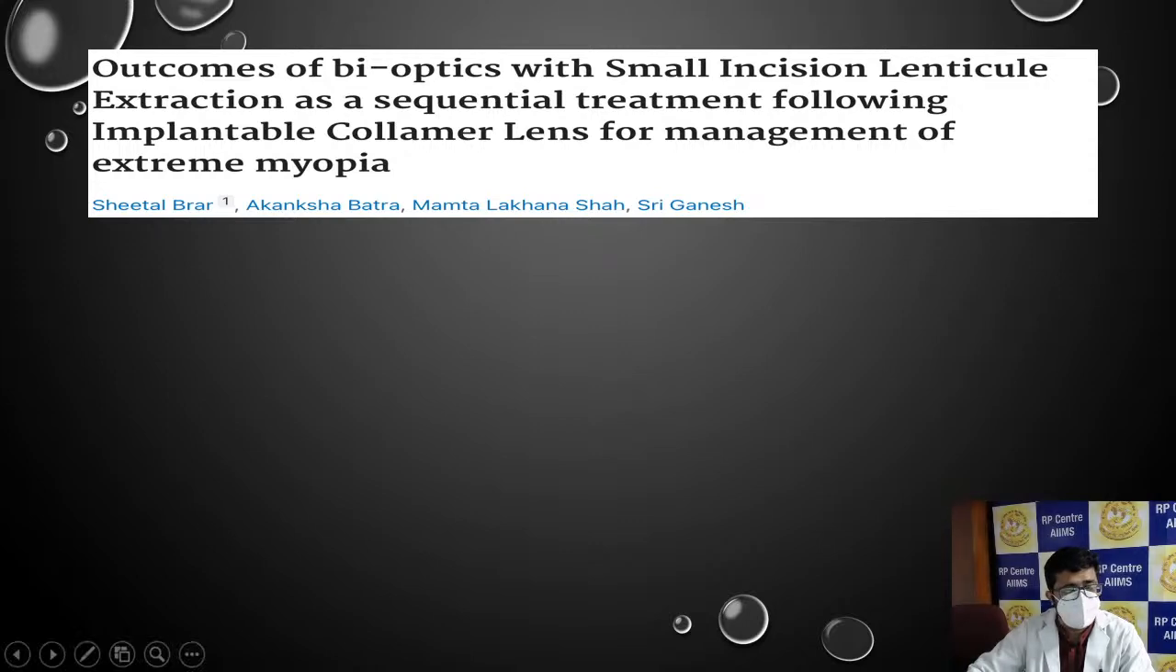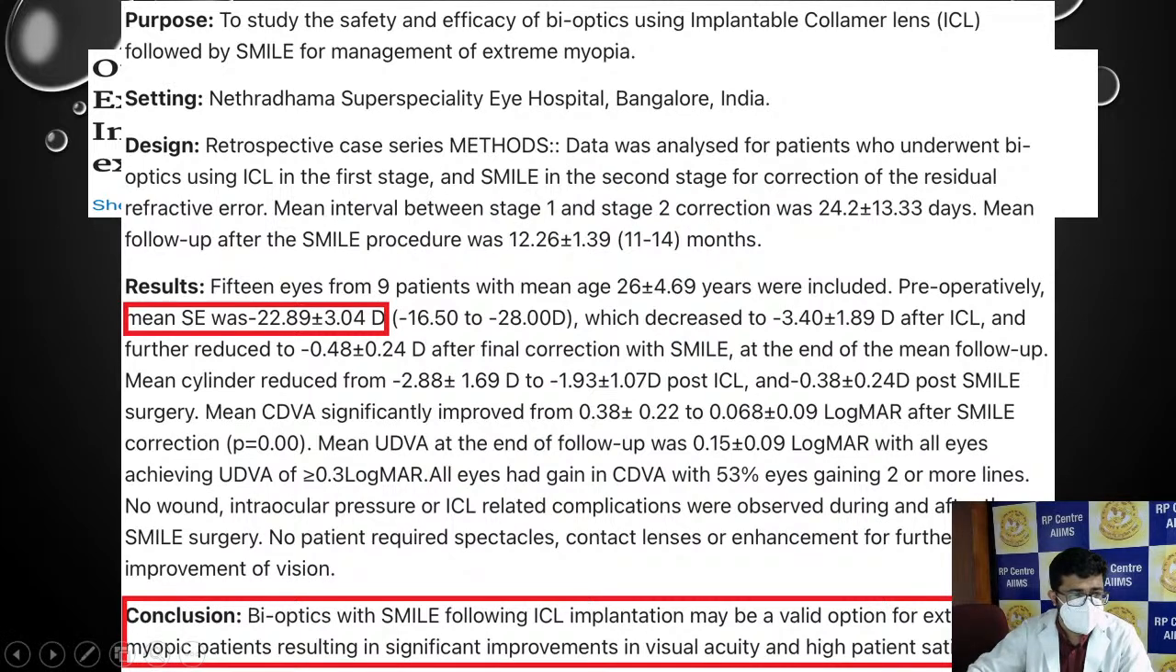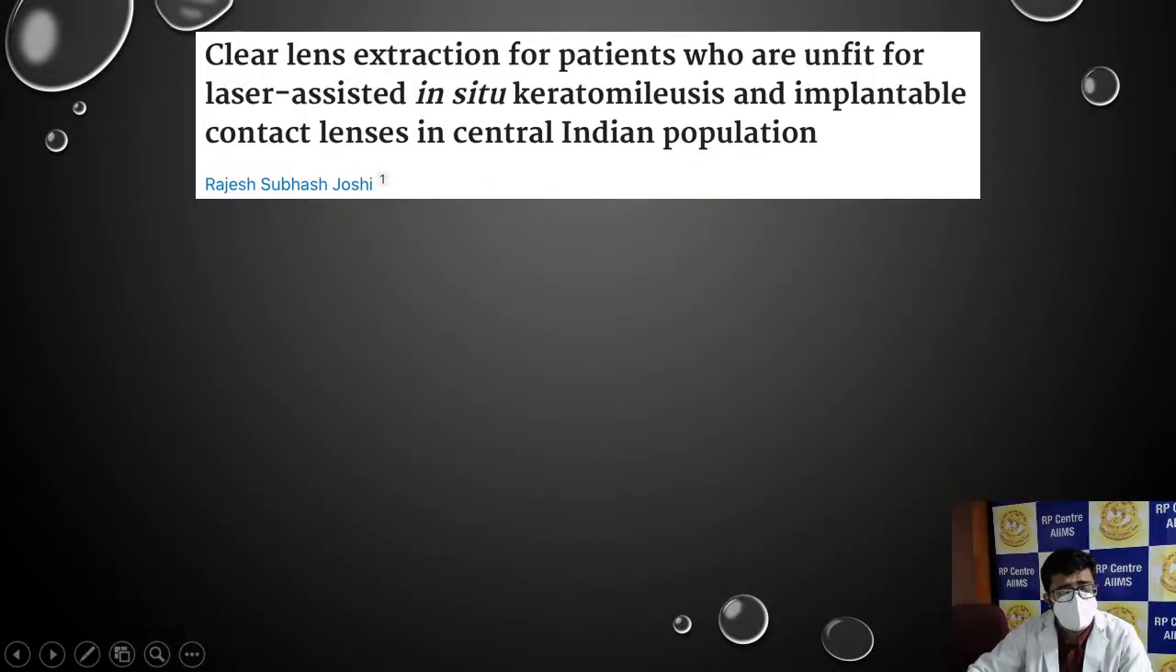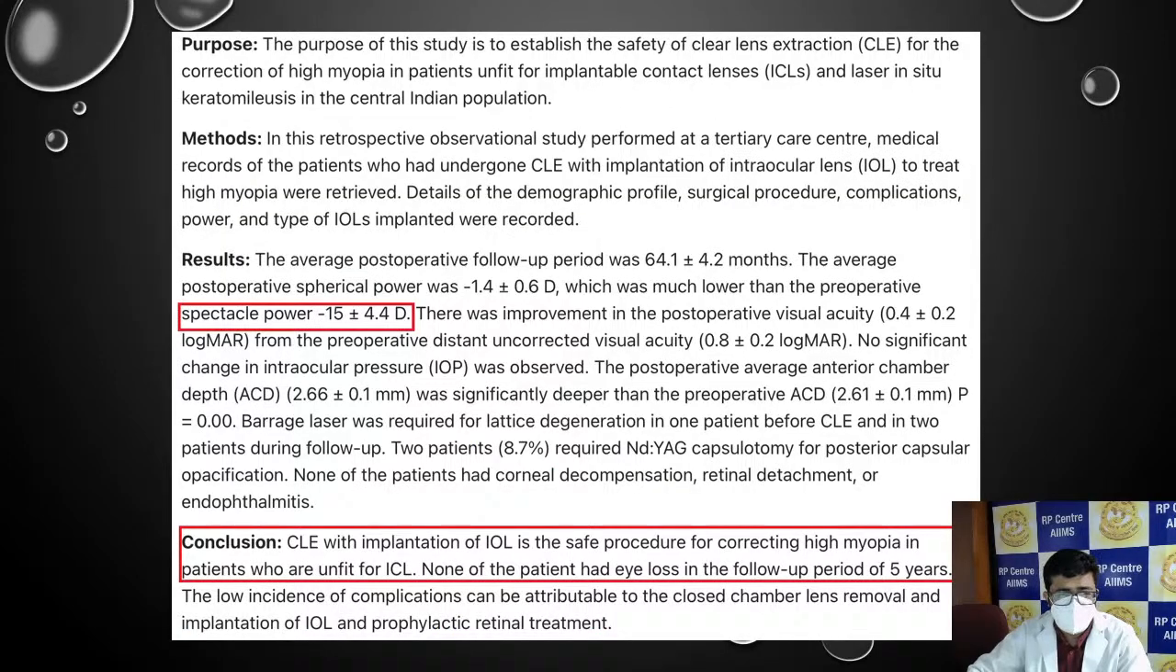And this was another paper on bioptics where they used SMILE instead of LASIK, in a mean spherical equivalent of minus 22 diopters. They found that SMILE following ICL was a valid option for extremely myopic patients. Then if the patient is not suitable for either LASIK or PCIOL, a clear lens extraction would be a viable option in the patients.